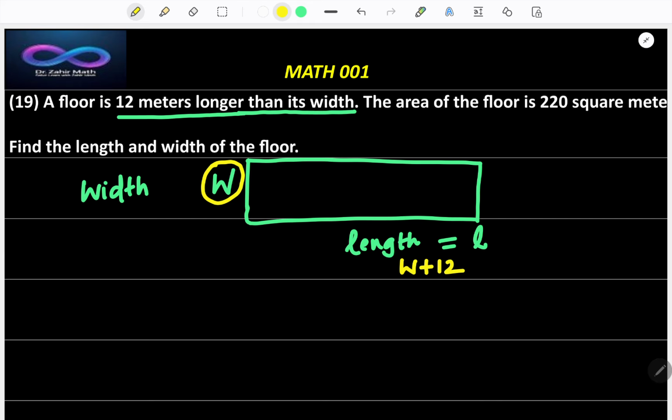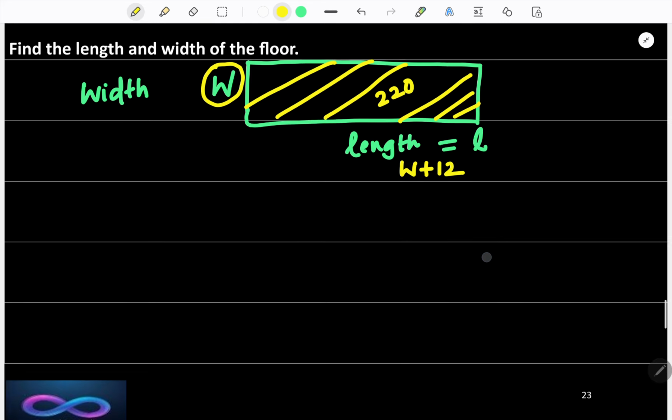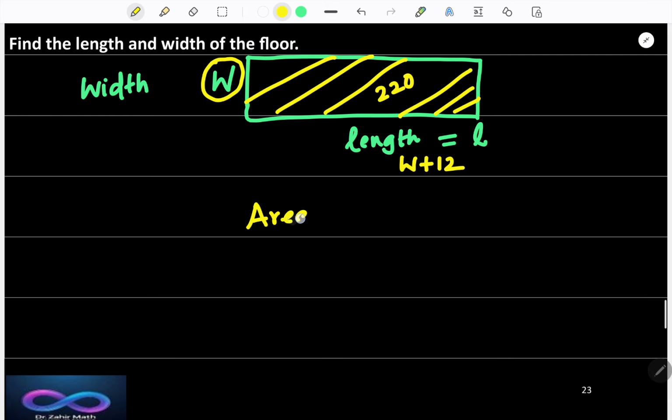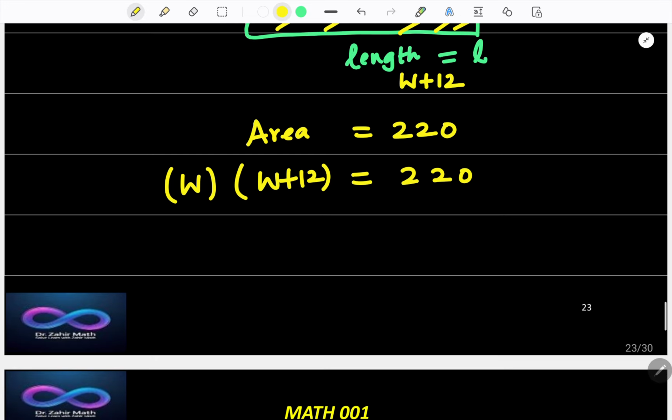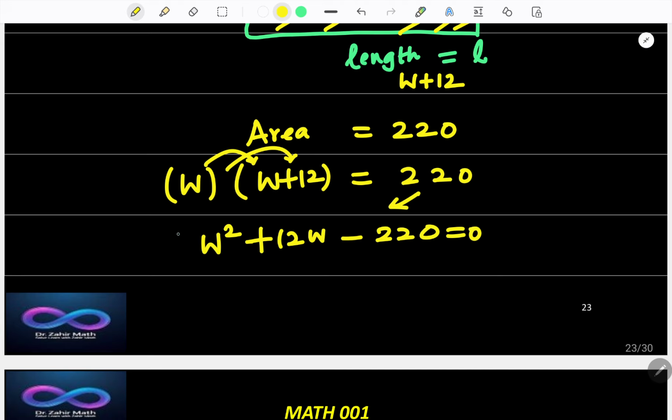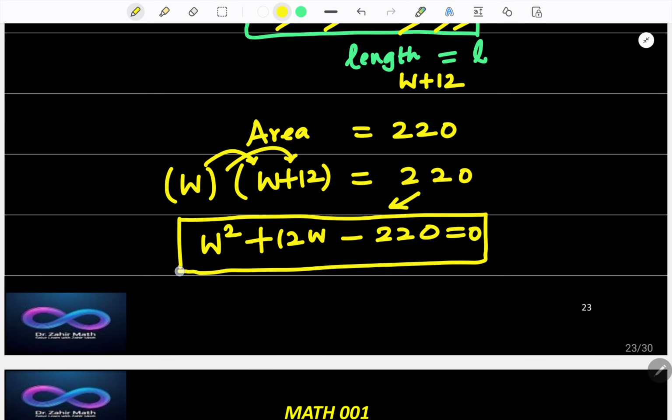W plus 12, right? And the area of the floor is equal to how much? 220, right? What is area? Length multiplied by width. So we multiply W and W plus 12 is equal to 220. W multiplied by W is W square. W multiplied by 12 is 12W. Then I bring this 220 over, minus 220 equals 0. So this is a quadratic equation in W.